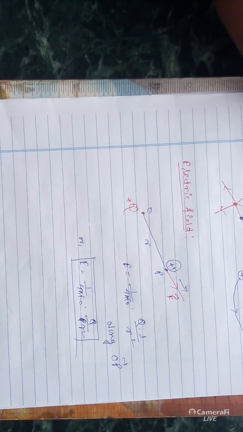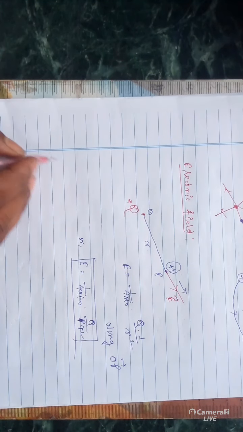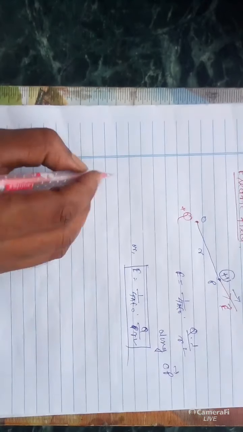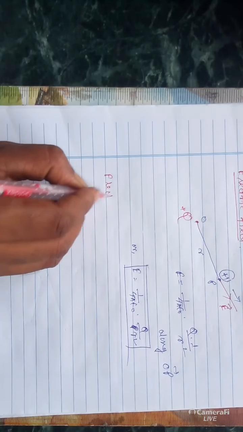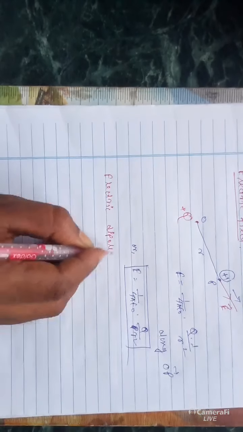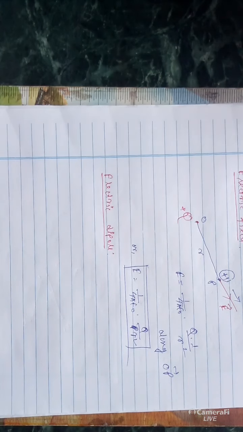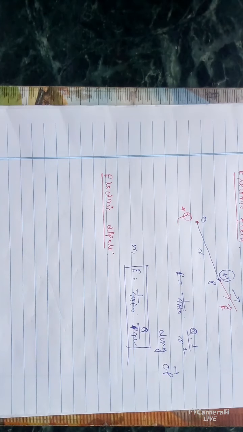Okay. Next come to the electric dipole and dipole moment. What is an electric dipole? Di means two poles will be there, meaning two equal and opposite charges. If we separate two equal and opposite charges, the magnitude will be the same and the polarity will be different.